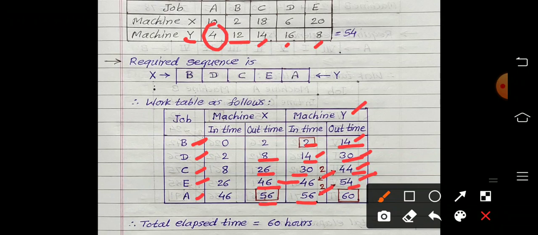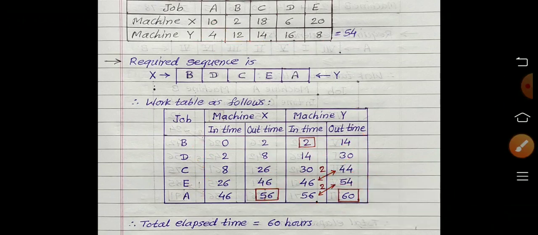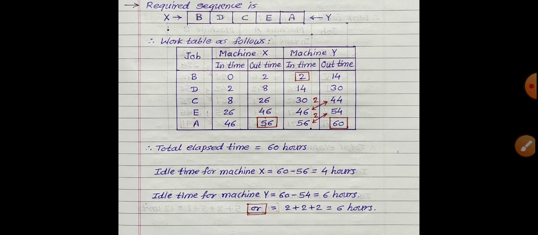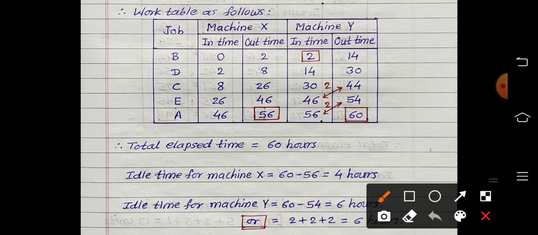So we enter that. We are making the addition. So 56 plus 4, the answer is what? 60. So what is this 60? Total elapsed time is 60 hours. All are getting? Now check. How to find out the idle time? Idle time for machine X: we are making the subtraction of these two. Total elapsed time minus the time required for machine X, that is, we are getting this number, so 60 minus 56, so 4 hours.